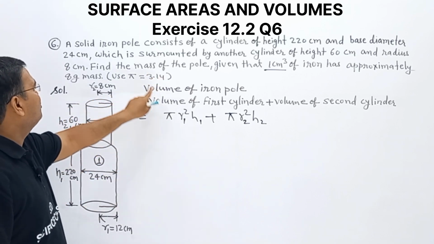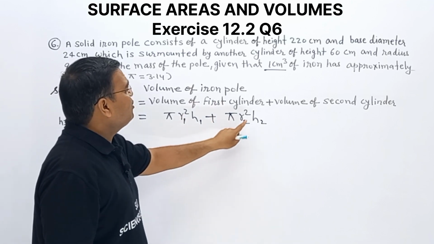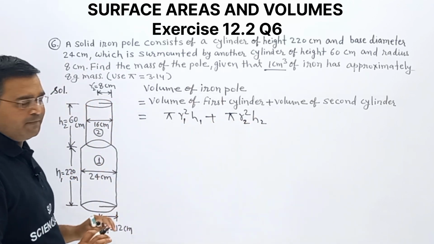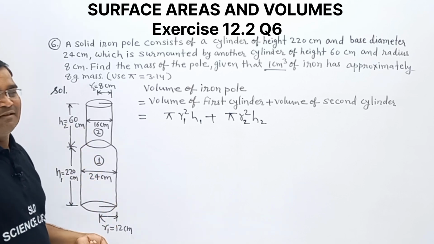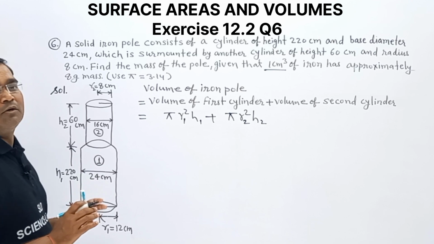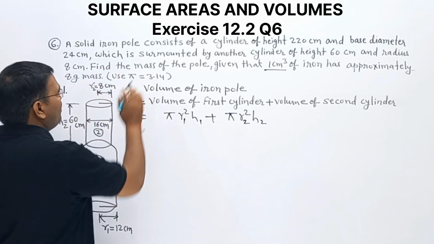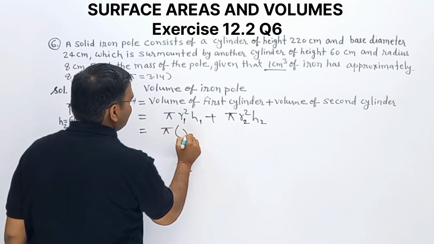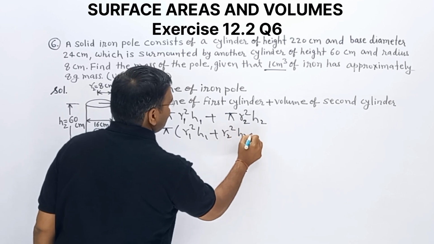Clear? Value of pi we will put 3.14. No problem. r1, h1, r2, h2, all things we are having in the question. We will put and solve, then we are getting volume. But we require mass, we don't want volume, we require mass. So I am just taking pi as common: r1 square h1 plus r2 square h2.